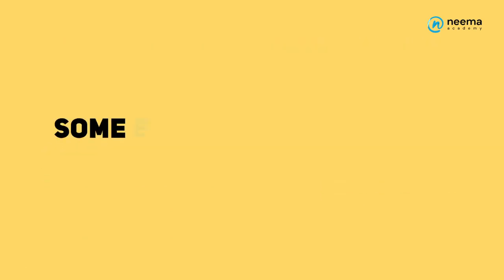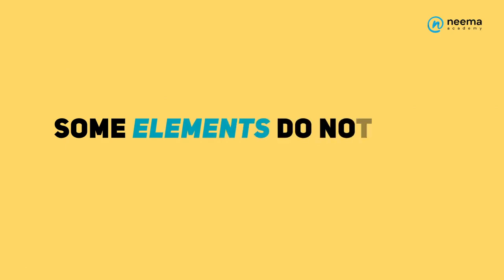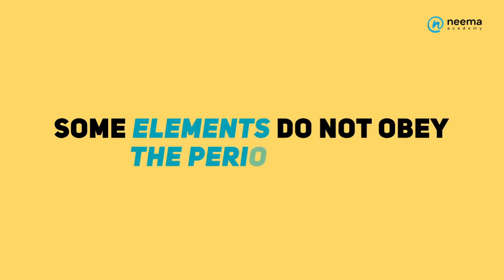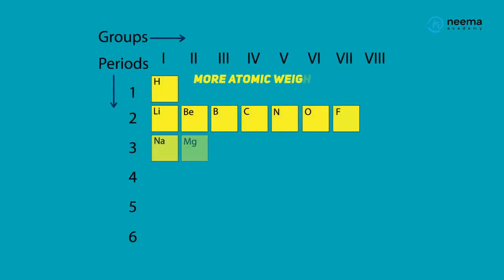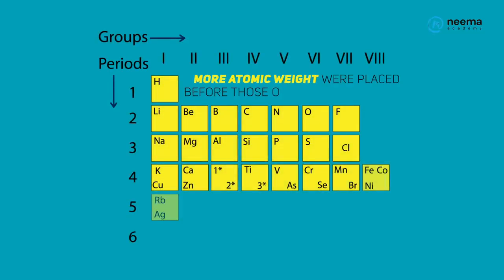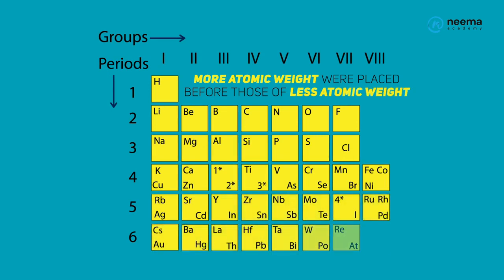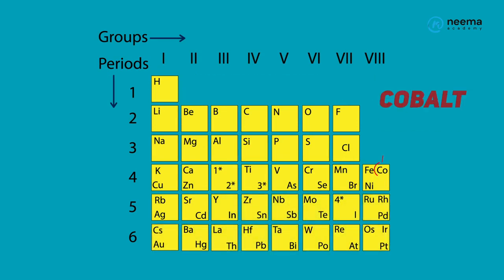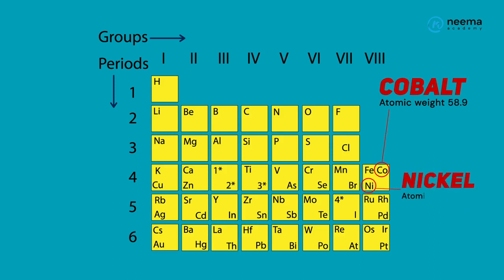4. In Mendeleev's periodic table, some elements do not obey the periodic law. In some places, elements having more atomic weight were placed before those of less atomic weight. For example, the element cobalt having atomic weight 58.9 was placed before nickel having atomic weight 58.6.